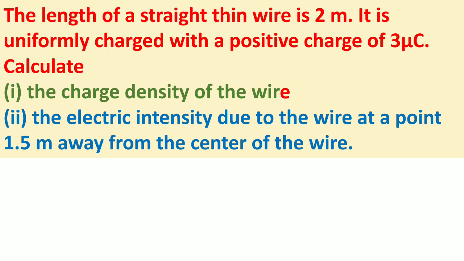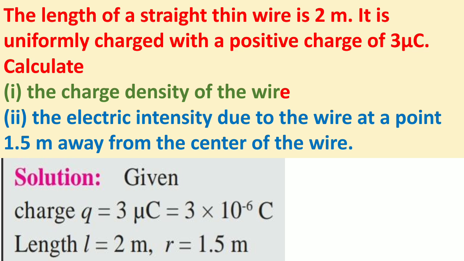First of all, we have to write the solution. The first step is to write the data. Charge Q is given, that is 3 microcoulomb, where micro stands for 10 raised to minus 6. So this is 3 into 10 raised to minus 6 coulomb. Length is given as 2 meter, and the radius, the point at which the electric field intensity is to be found, is 1.5 meter. As it is given in SI units, we don't have to change it. So these are the given data.